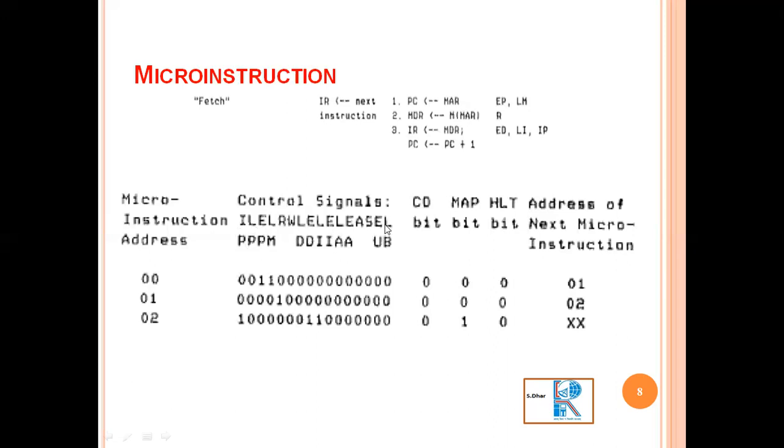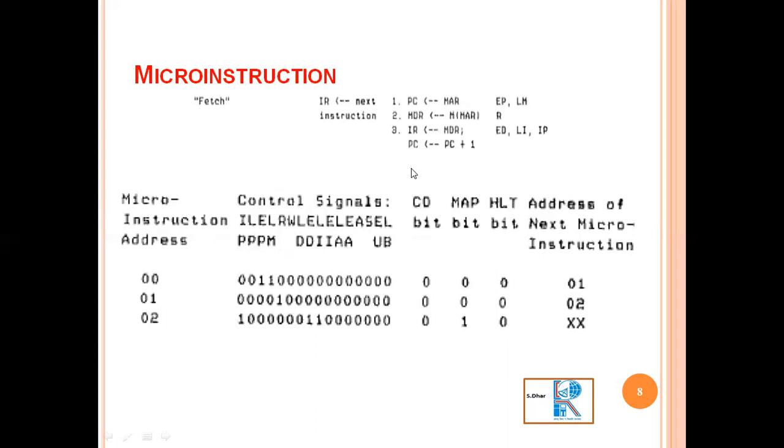First, these are LB, EU, SA, EA, LA, EI, LI, ED, LD, W, R, LM, EP, LP, IP. These are all the 16 control signals. Clear? See, this is the condition bit. This is the map. What is map? I will tell later. And this is the halt signal. You know, the halt signal means it will stop the clock and all your execution will be stopped. And this is the address of the next micro instruction.